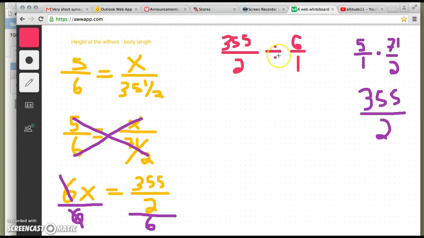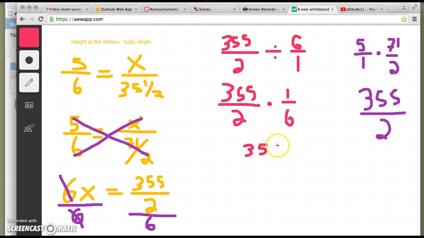All right, so remember, guys, dividing by a fraction is the same as multiplying by this fraction's reciprocal. So this is the same thing as 355 over 2 times 1 over 6. All right, so dividing by 6 over 1 is the same as multiplying by 1 over 6. So let's see what we get here. Multiplying straight across, 355 times 1 is 355, all divided by 2 times 6 is 12.